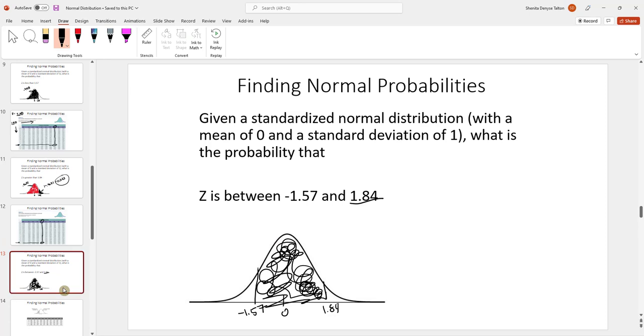We're going to write it like this. We're going to find the area to the left of 1.84, and then we're going to subtract off the area to the left of negative 1.57. We already know this area is 0.9671, but now we've got to figure out the area to the left of negative 1.57.